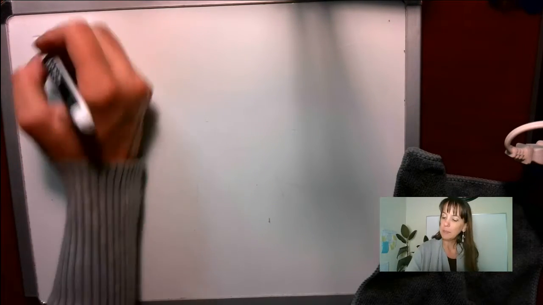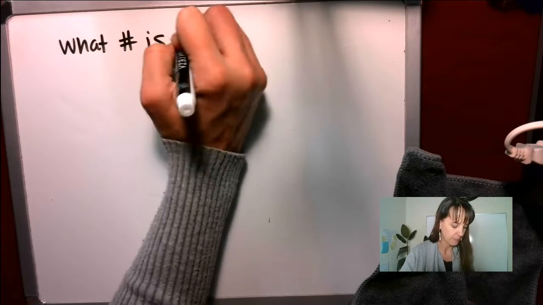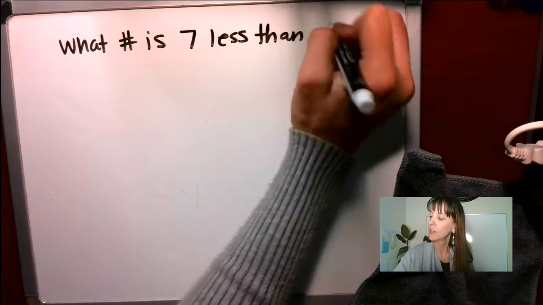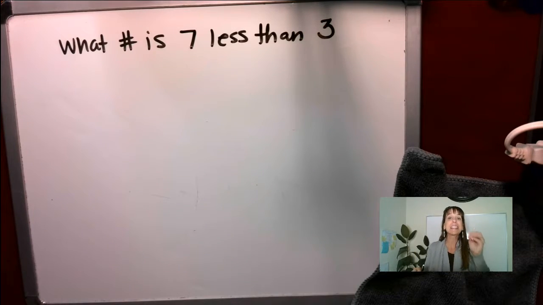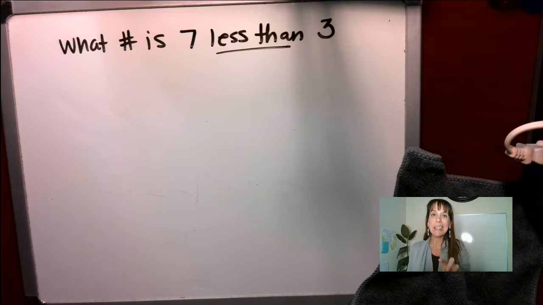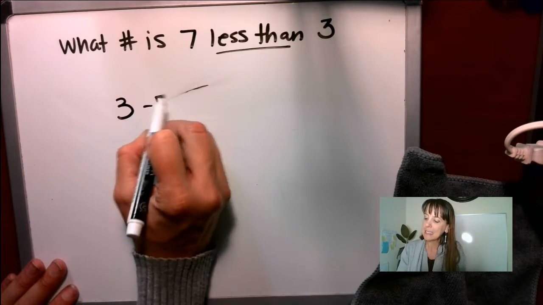The next question is one of my favorites. It says, what number is 7 less than 3? 7 less than. Less than means to subtract, but it means you need to flip those guys around. So it's not 7 minus 3. No, no, no. You gotta flip it around. It's gonna be 3 minus 7.